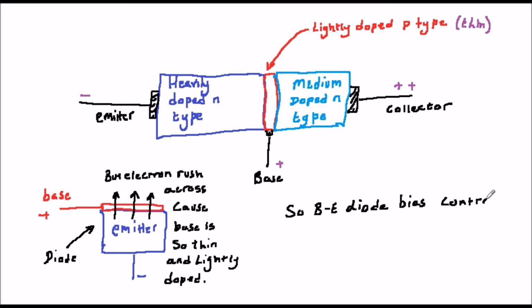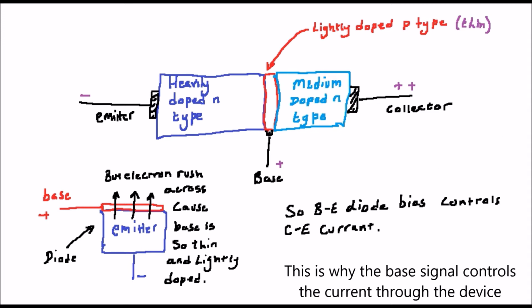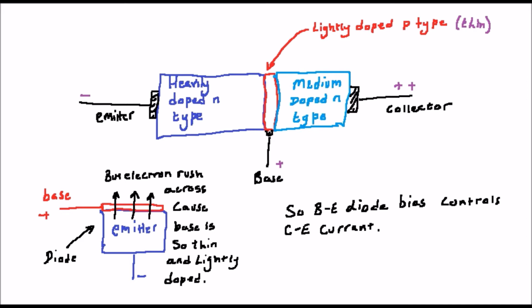The electrons are tricked into thinking they're heading into a diode, but before they know it, because the base is so thin, they find themselves in the collector region and are swept up by the positive charge on the collector electrode. This explains all the different behaviors which we've described for the transistor in the previous videos.